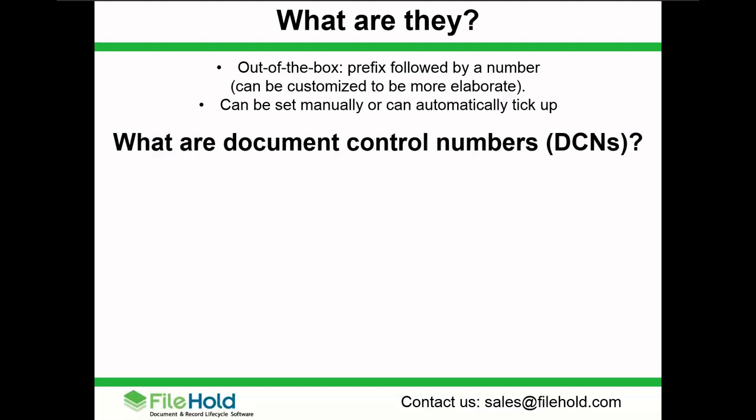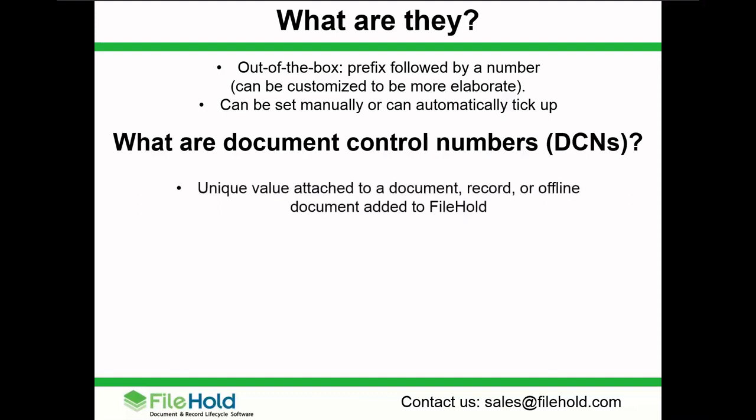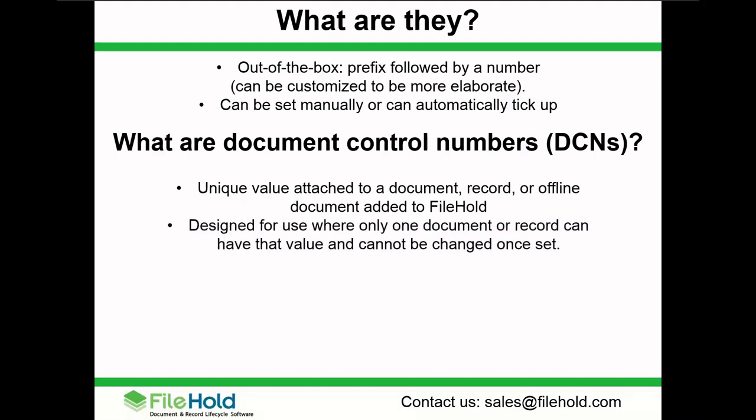So a document control number, or a DCN, and I'm going to use the abbreviation DCN for the most part today. A DCN is a unique value attached to a document, record, or offline document that's been added to FileHold. So only that document can contain that particular number. The whole point of a DCN is that it prevents the system from adding another document with that same number. These are designed for use where only one document or record can have that value and it cannot be changed once it's been set.